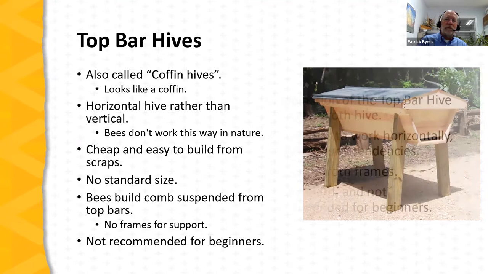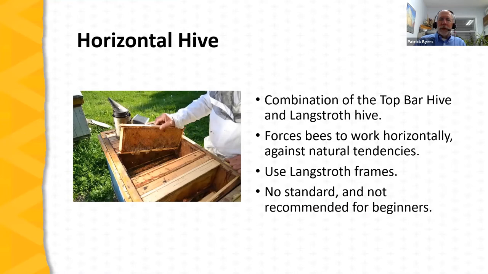The horizontal hive is somewhat like a top bar hive, and it's somewhat like a Langstroth hive. It's actually a Langstroth hive from the standpoint of having movable frames, but it's a much longer hive. It holds many more than the typical 9 to 10 frames found in a standard Langstroth hive. So in this case, bees have to work horizontally, again, which is somewhat contrary to their normal tendencies. We use Langstroth frames in horizontal hives. And again, it's not standard and typically not a good design for new beekeepers to start with.